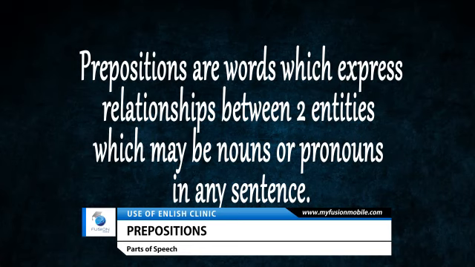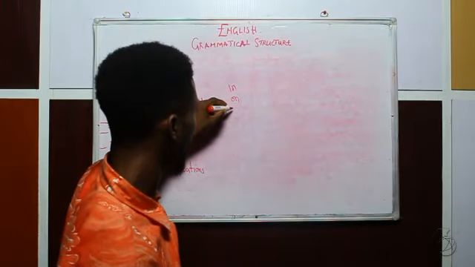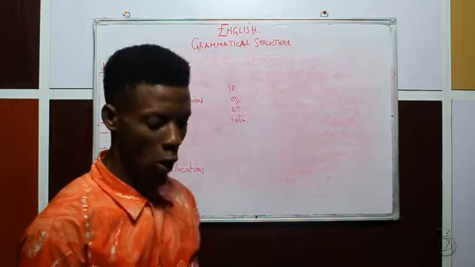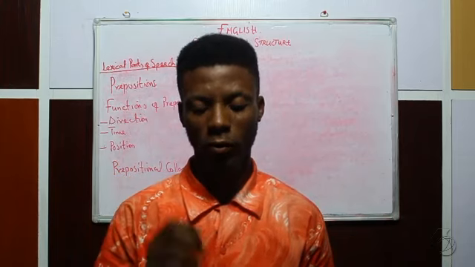Examples are: The boy is in the classroom. He was kicked on the groin. She was flogged at the back. They jumped into the river. In, on, at, and into are all prepositions in the given examples respectively.